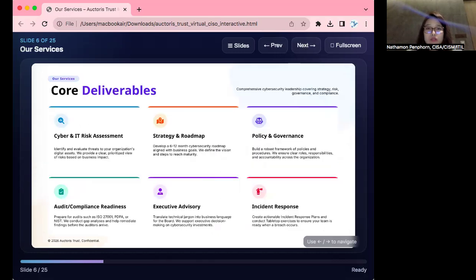Next, the core deliverables for our service. We cover six key areas. The first one is risk assessment. The second one is strategy and roadmap. The third one is governance framework. The fourth one is audit compliance readiness. The fifth one is executive advisory, and the last one is incident response. So we cover all these core deliverables, which we will put into a package and deliver to you, and we ensure that it is tailored or customized to your business, your industry, or even the risks that you may face.